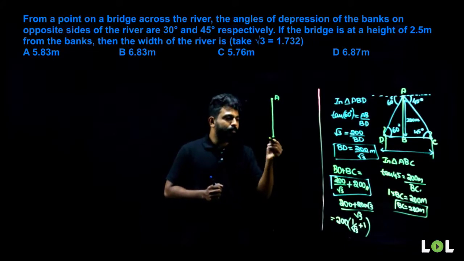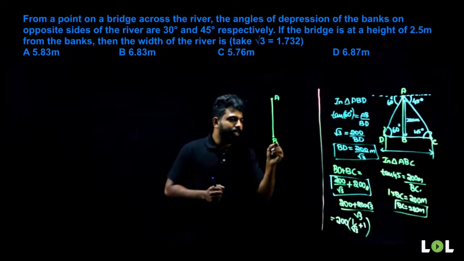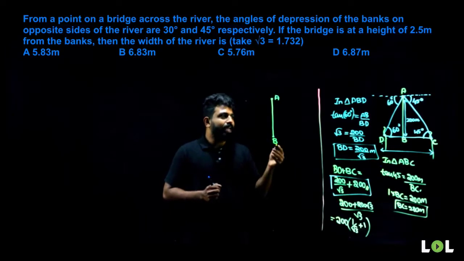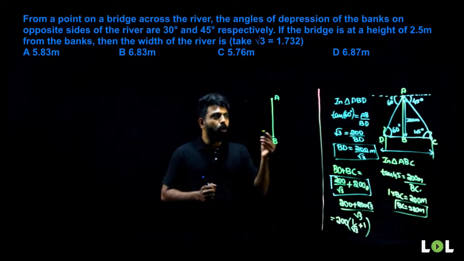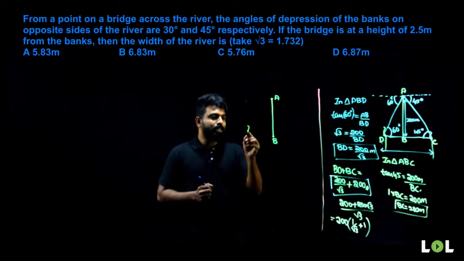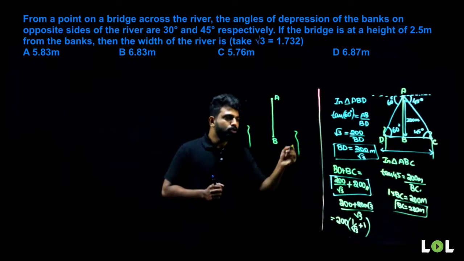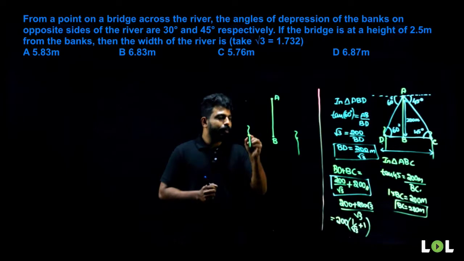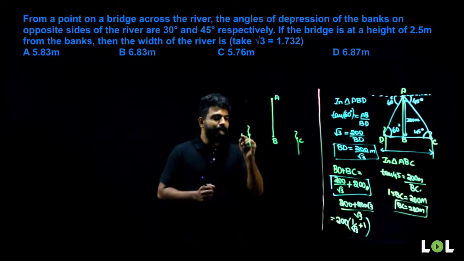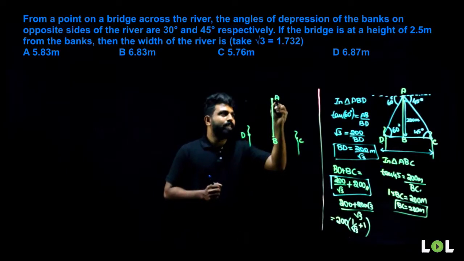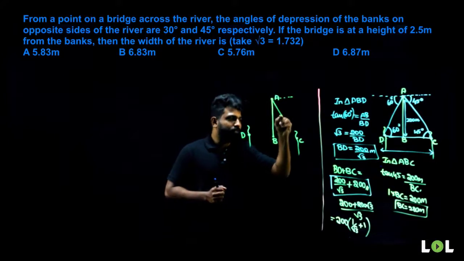And the bottom of the bridge or the surface of the river as B here. So what is it telling? The angles of depression to the banks on opposite sides of the river. So there is a river here, so there is an opposite side, similar to my previous condition. I'll take this as C and I'll take this as D. They are telling that the angles of depression are 45 and 30 degrees.